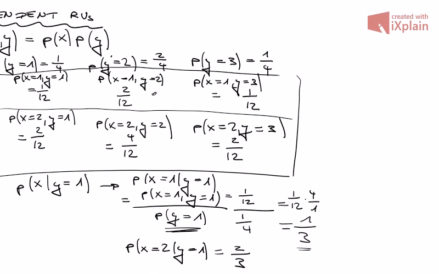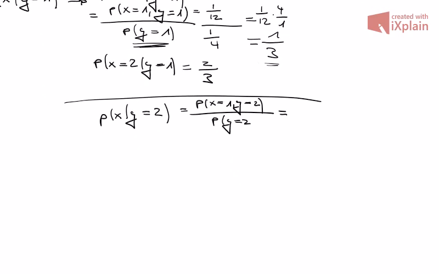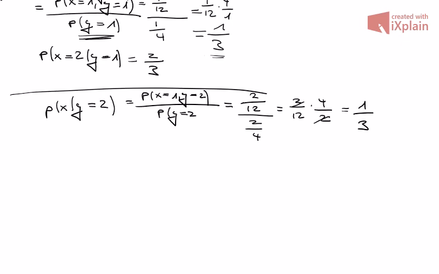So that's, again, what do we have here? 2 over 12 divided by 2 over 4, and that's 2 over 12 times 4 over 2. So then this cancels out, and we have 4 over 12, which is 1 over 3. And again, then we already know that p of x equals 2, given y is 2, must be 2 over 3.